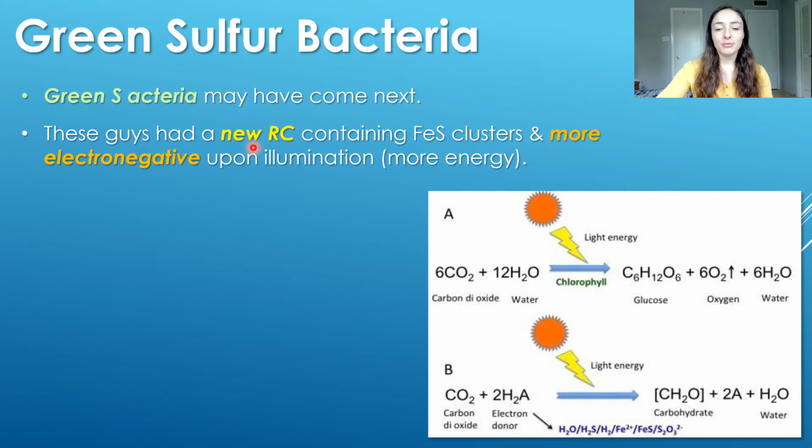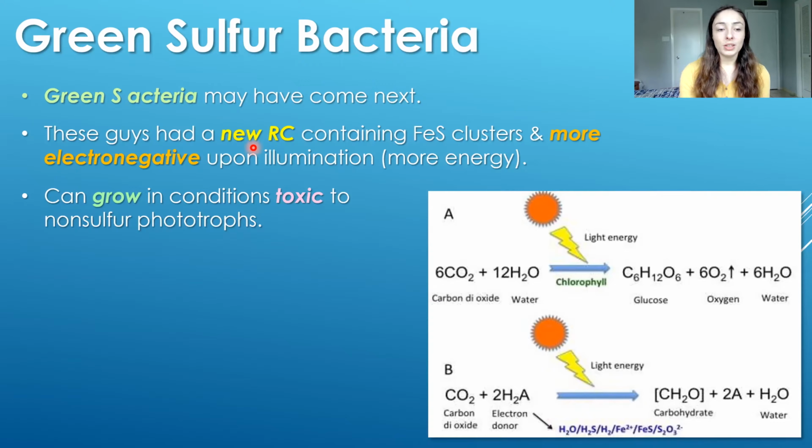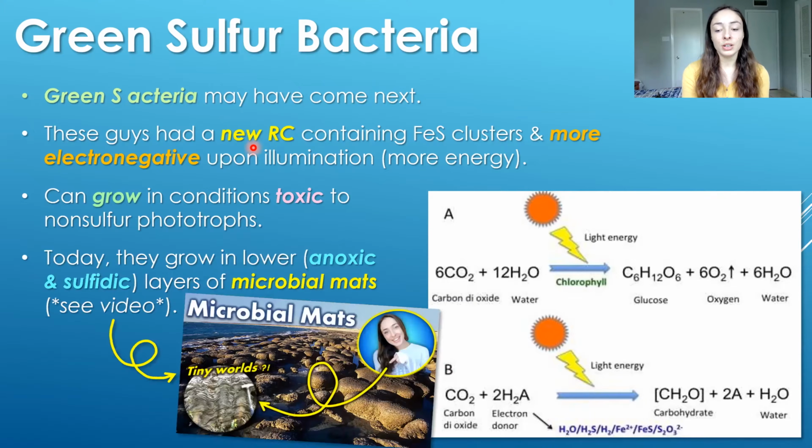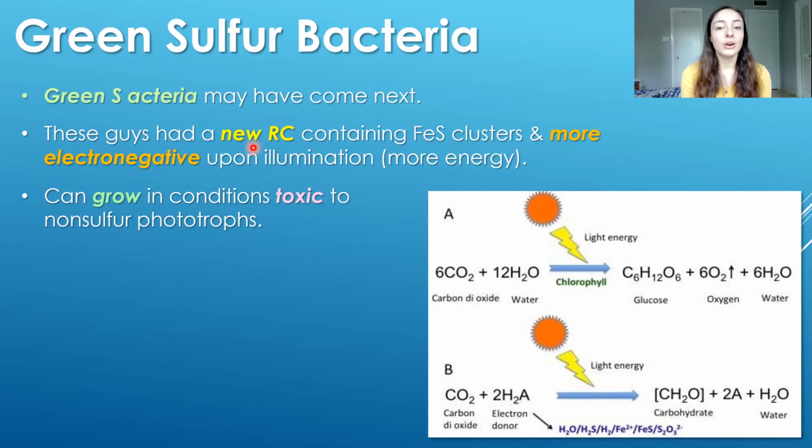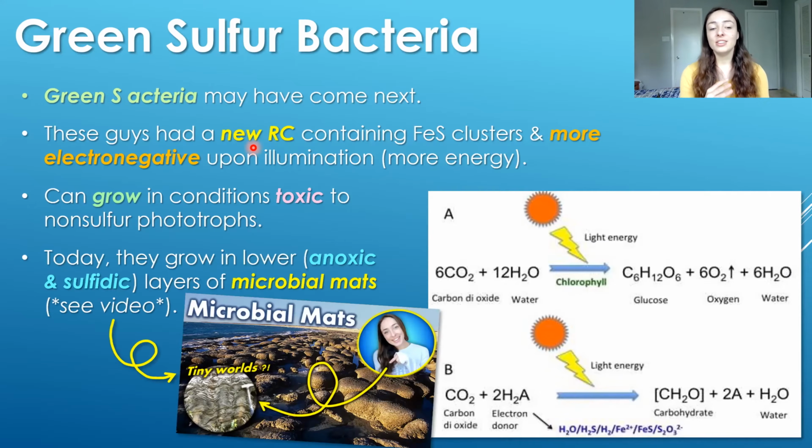And so more electronegative means the light excited them more, allowing more electrons to be transported through the chain, aka more energy created. These also could grow in what some phototrophs and other organisms likely considered toxic environments, because green sulfur bacteria liked sulfur and not only could grow but liked to grow in very sulfidic and anoxic, without oxygen, environments like the lower layers of microbial mats. And I talk more about that and the stratification and who is where in microbial mats in my microbial mats video that I mentioned earlier. So if you want to know more about that, you can see that video.